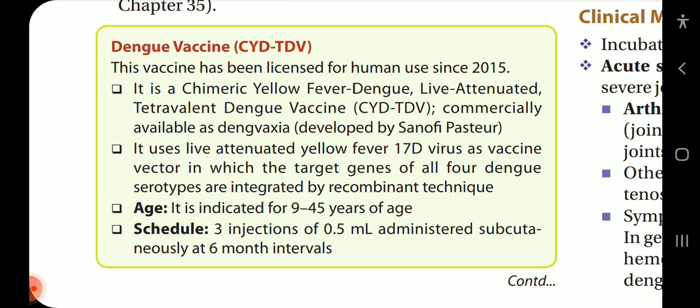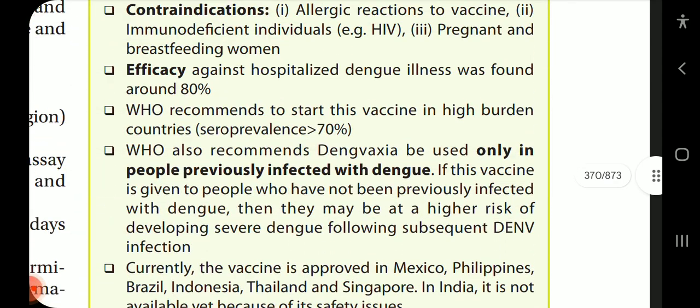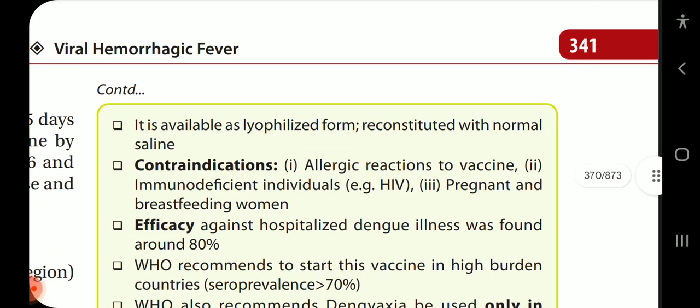WHO recommended Dengvaxia for persons aged 9 to 45 years with confirmed previous dengue infection. If this vaccine is given to people who have not been previously infected with dengue, then they may be at higher risk of developing severe dengue following subsequent DENV infection. Schedule: 3 injections of 0.5 ml administered subcutaneously at 6 months interval. It is available in lyophilized form reconstituted with normal saline.